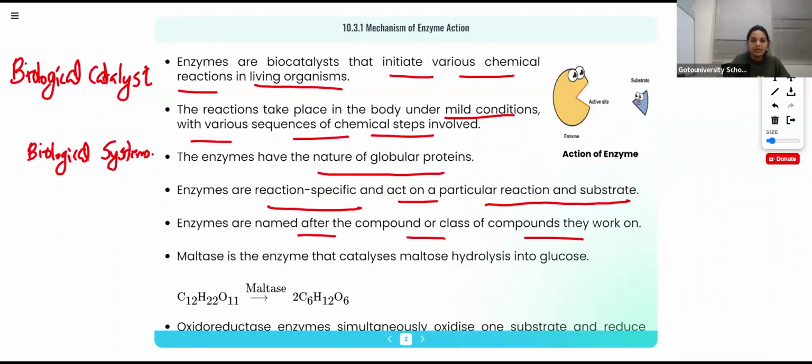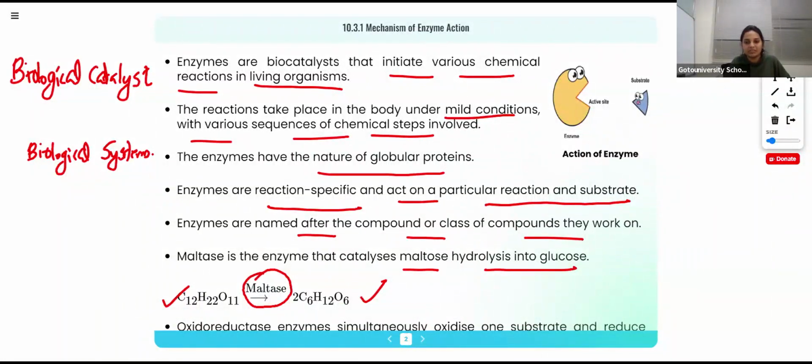Okay, one example. Maltose is hydrolyzing into glucose. We discussed this reaction. You remember, disaccharide is hydrolyzing into two monosaccharides. This reaction is catalyzed by maltase. Maltase is the enzyme. How is the name maltase given? Because this enzyme helps in the hydrolysis of maltose. That's why it is called maltase. I told you, the names of the enzymes are given based on their function. Whatever the function they are doing, based on that we give the name.